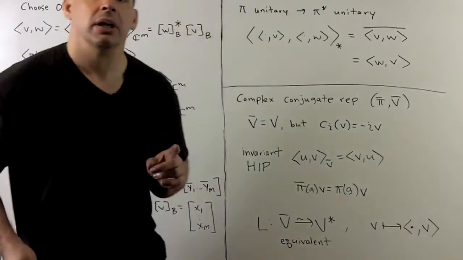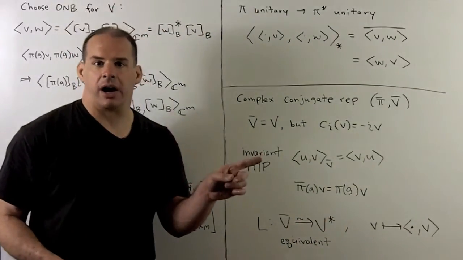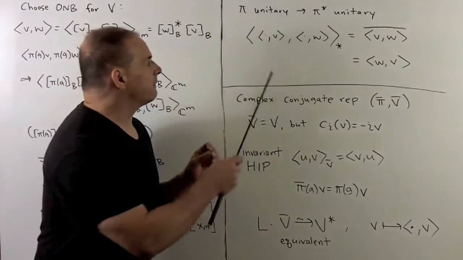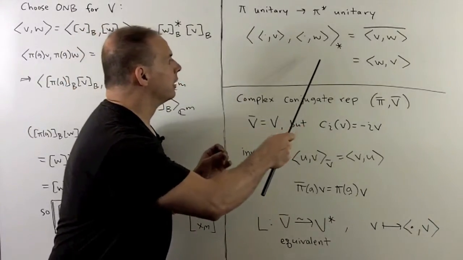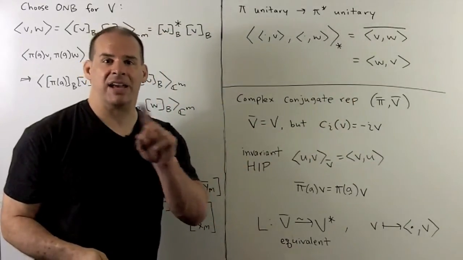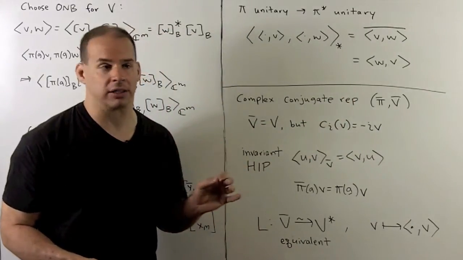Now, if pi is unitary, we'll have that pi star is also unitary, using the following inner product. Note here we need this conjugate to make sure that scalars pass in and out of the inner product correctly.